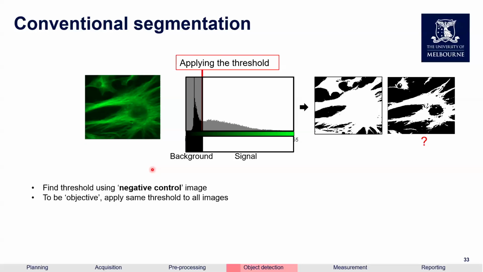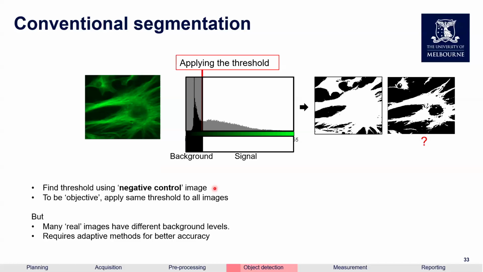The simple approach is using a negative control image where there is no expected signal. But in this method, consistency is the key. So we need to apply the same threshold across all the images if we want to be objective. But in many cases, the background level can vary. This makes the single thresholding method very ineffective, and so this requires an adaptive method for better accuracy.